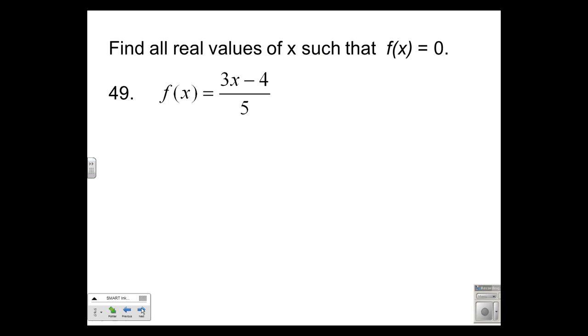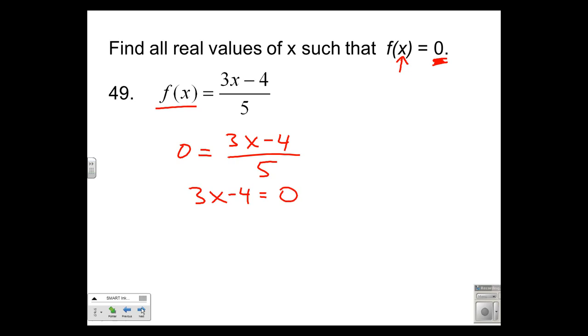Okay, find all real values. Here's the mistake I used to make on this. I used to just say, well, I guess I'm driving 0 into my factory, but 0 is not going into the factory. x is going into the factory. What's coming out is 0. So f of x is 0, is (3x minus 4) over 5. And now an Algebra 1 student can handle this for us. Either cross multiply 5 to the 0 or say, well, if a fraction equals 0, the numerator must be 0. So x is add 4, divide by 3.